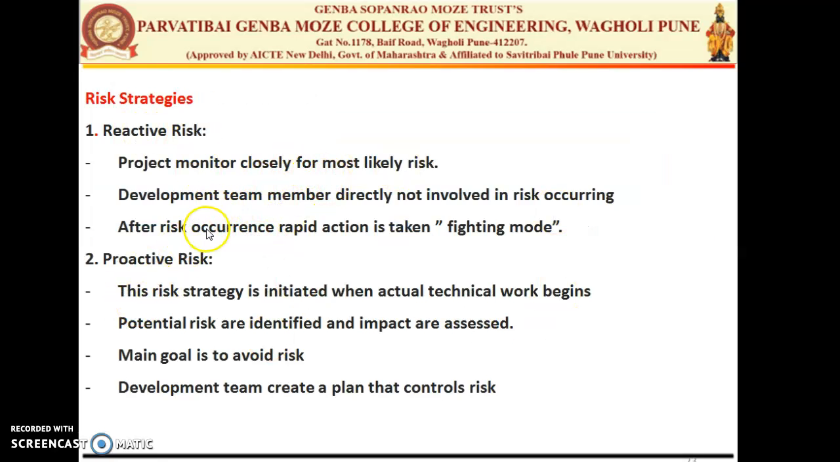We have 2 different types of risk strategy. First one is the reactive risk strategy and second one is the proactive risk strategy. In the reactive risk strategy, the project is monitored closely for likely risks which can be encountered in your project. The resources are monitored to gauge the possible risk and they deal with them, so it does not become a problem for the budget and the cost of the project.